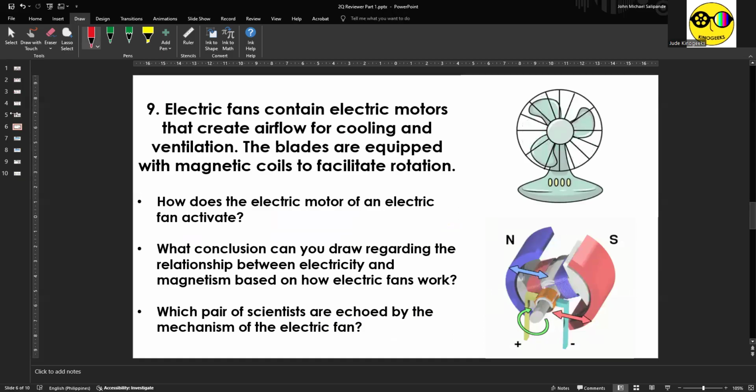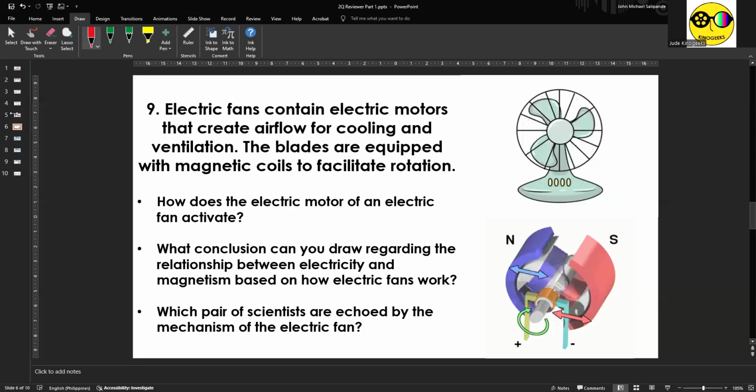Another topic that fuses electricity and magnetism together. So for number 9, electric fans contain electric motors that create airflow for cooling and ventilation. The blades, or in Tagalog, the elis, are equipped with magnetic coils inside to facilitate rotation. So as you can see in the slide, you have the electric fan at the top right and the electric motor at the bottom right.